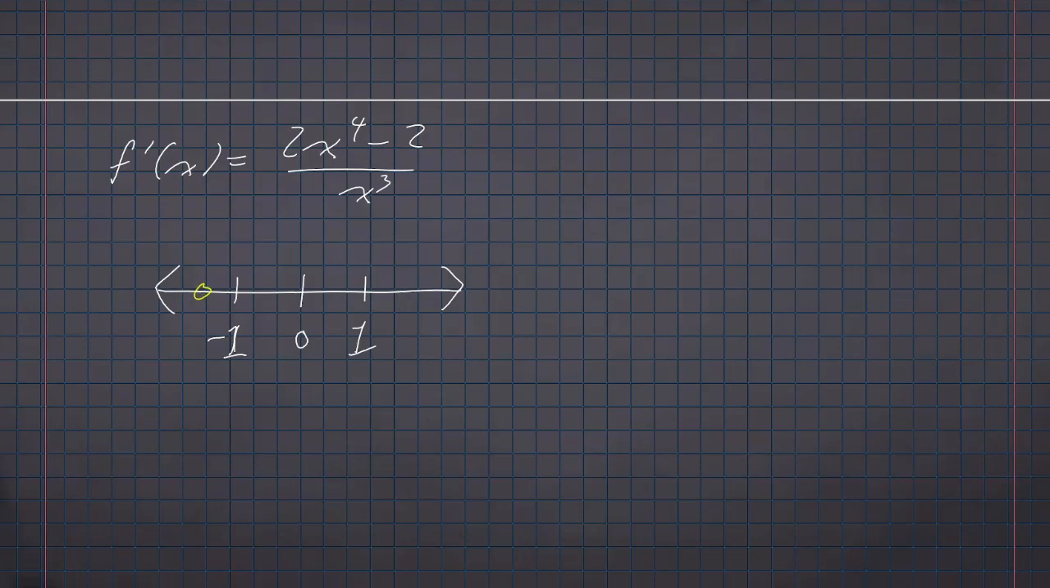So we choose something over here, like say negative 2. We'll choose something in here, like negative 1/2. Positive 1/2 and positive 2 seems like great places to choose. And I want to evaluate the derivative at each of those points to determine where it's positive and where it's negative.